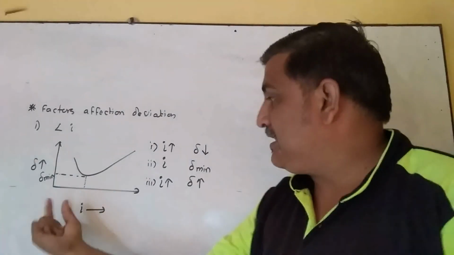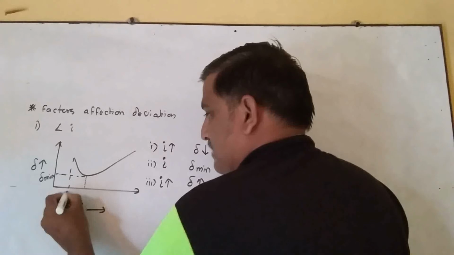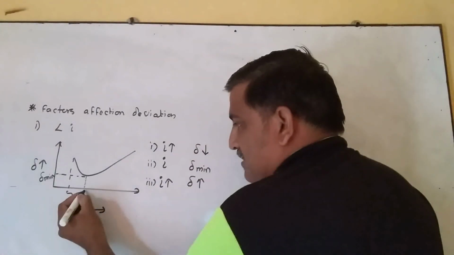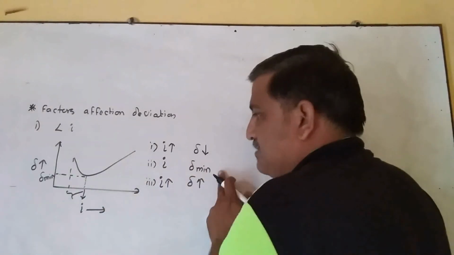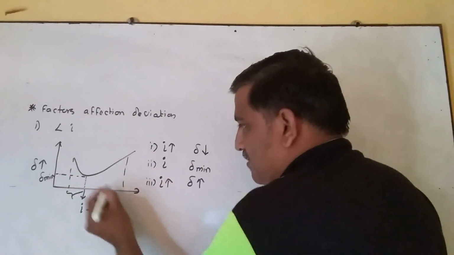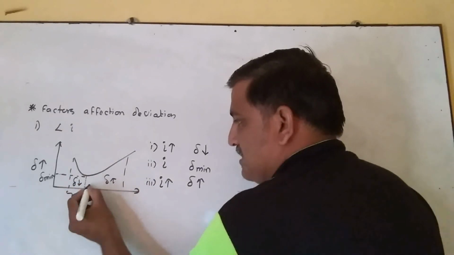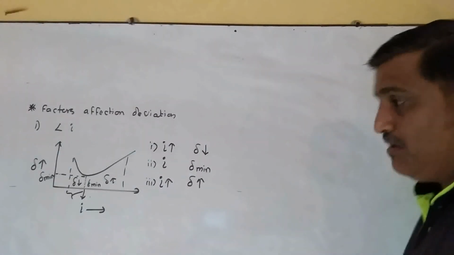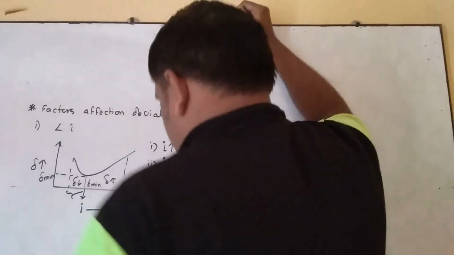For increasing I, in the initial section, as I increases, delta decreases. At this particular value of I, delta is minimum, and again with an increase in I, in this area, you find delta increases. Here delta is minimum, that I have already shown. So in this way, the deviation depends on the angle of incidence.